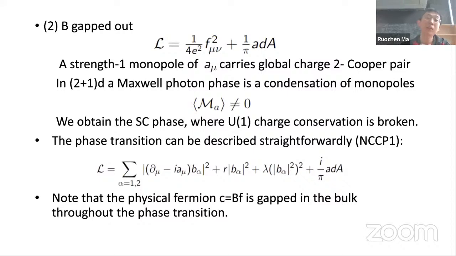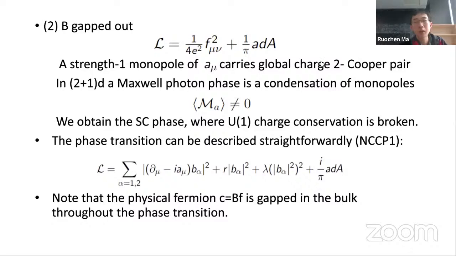And the second possibility is that B is gapped out. If B is gapped out, then at low energy, we can simply integrate it out, which generates a Maxwell term for the dynamical U(1) gauge field here. Combined with the contribution from the fermion F, we have such a low energy effective response theory, as shown here. And it turns out that this effective low energy theory describes an S-wave superconductor.